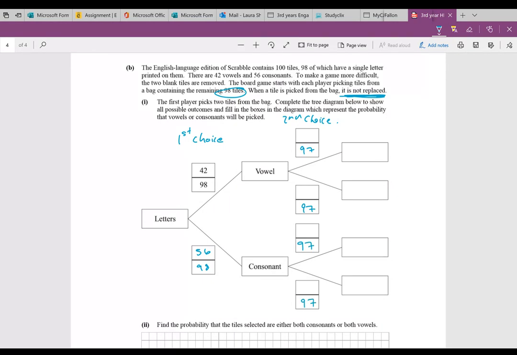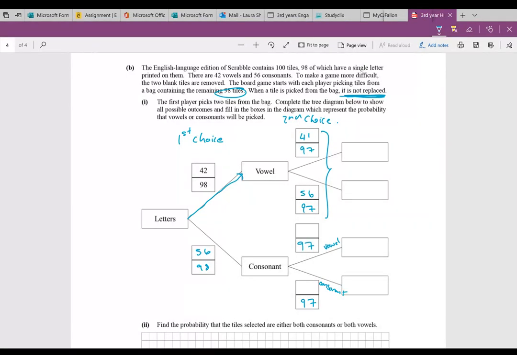In this case, if I've picked a vowel, going this way, there can only be 41 vowels left because I've already picked one. But there's still 56 consonants because I haven't picked a consonant if I'm up this side. In this case, I have already picked a consonant. So let's say going this direction is a vowel, and we'll say this is the consonant.